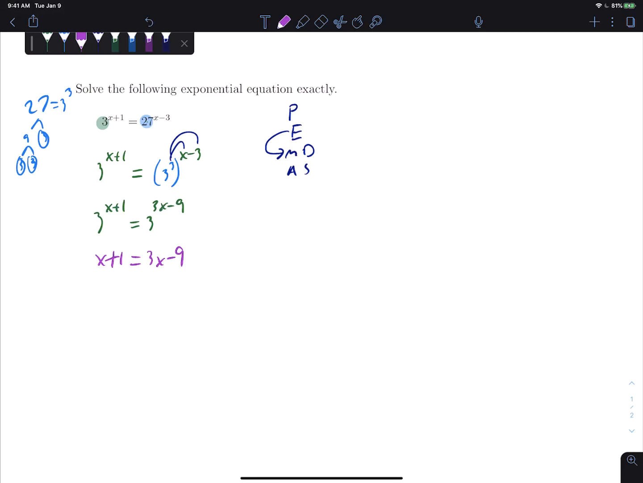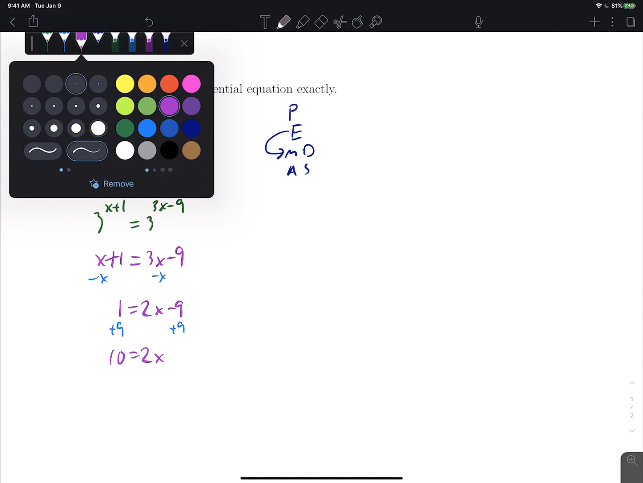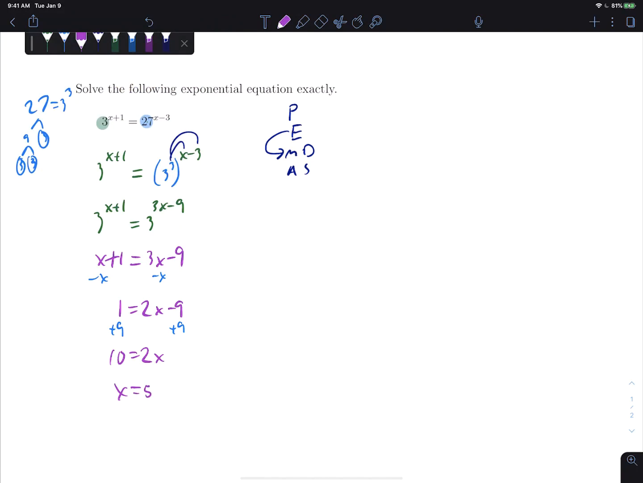And then just solve this any way you can. I would recommend subtracting x from both sides. That gives me 1 equals 2x - 9. Then, of course, you can add 9 to both sides. So it gives you 10 equals 2x. Then divide by 2. And, of course, that will give you x equals 5.